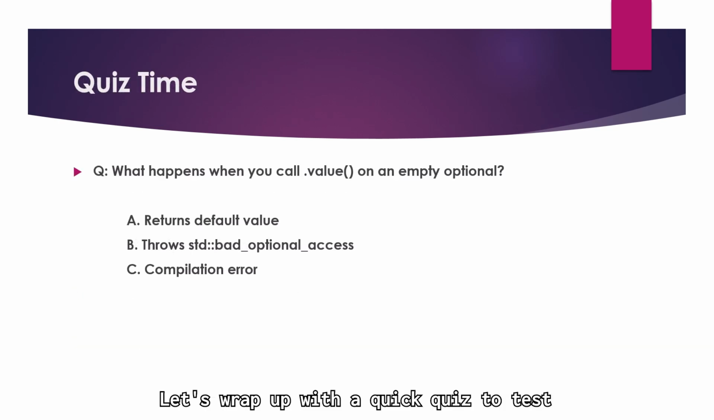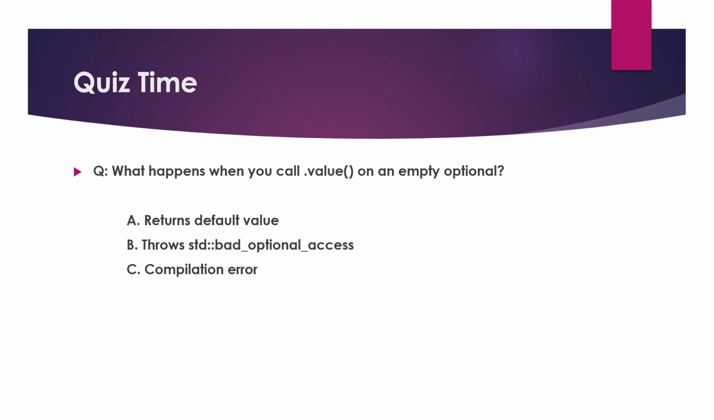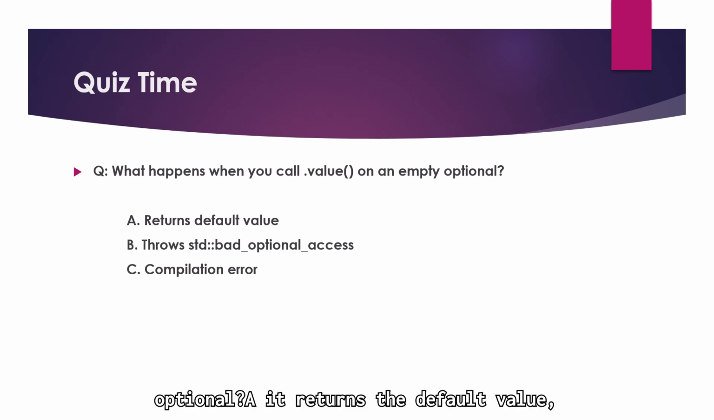Let's wrap up with a quick quiz to test your understanding. What happens if you try to access the value of an empty optional? A. It returns the default value. B. It throws a bad optional access exception. And C. It causes a compilation error. The correct answer is B. Always check if the optional contains a value before accessing it.